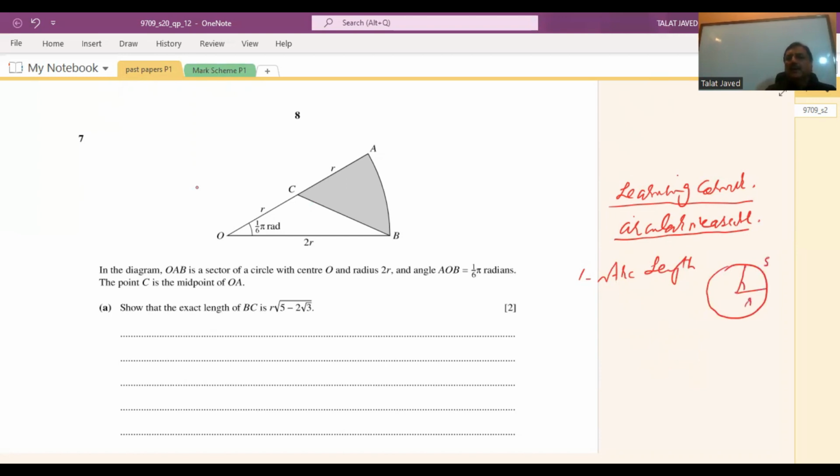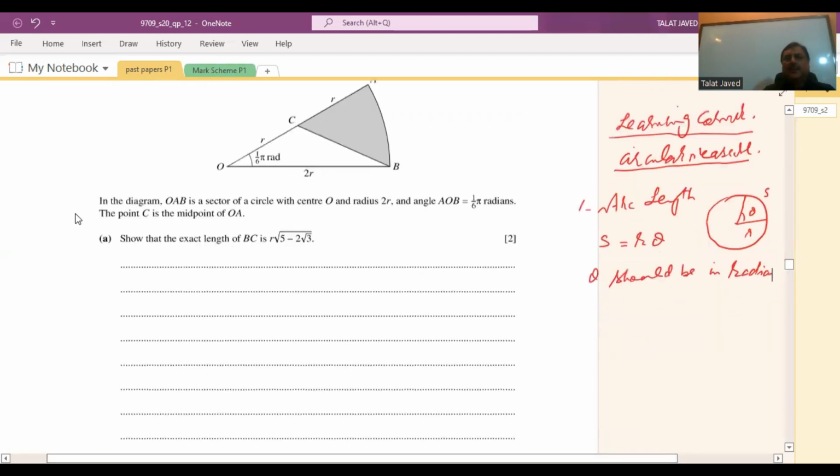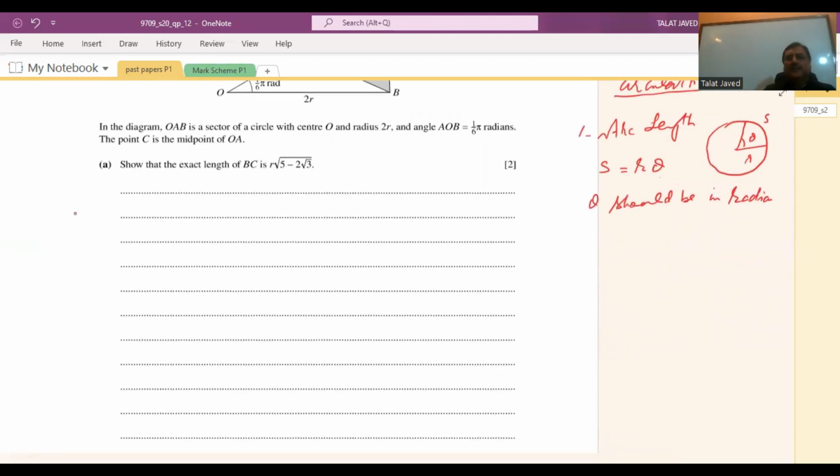Its radius is r and angle is theta. Then its arc length is equal to r theta. In this formula, theta should be in radians. The second formula is for the area of a sector.